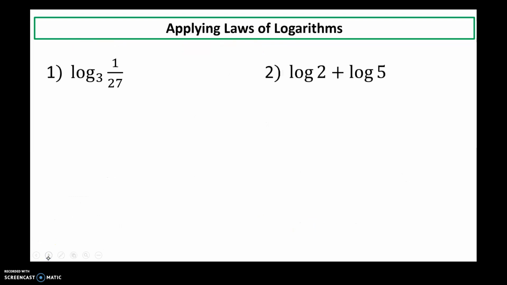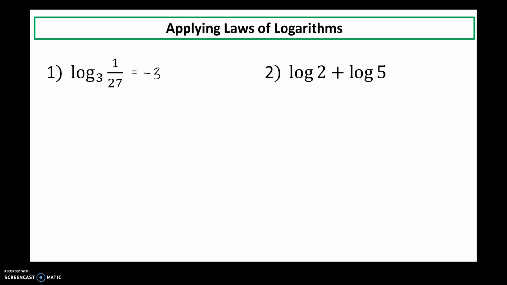Applying the laws. Last lesson, we learned how to evaluate this. 3 raised to what power would give me 1 over 27? Well, 3 to the third power is 27, and because I have a whole number to a fraction, I know my exponent needs to be negative. Now let's prove this answer using the laws.